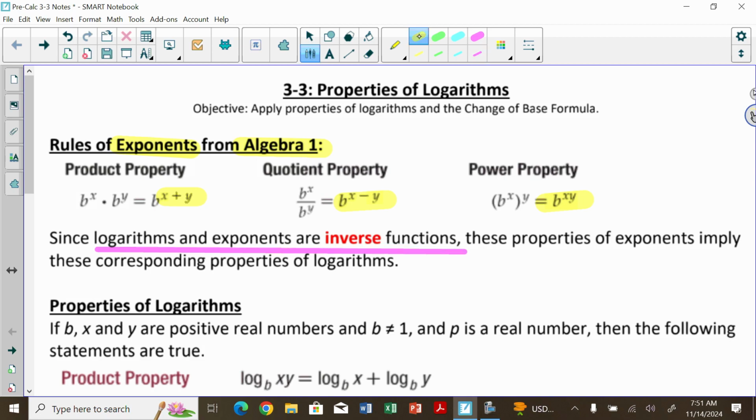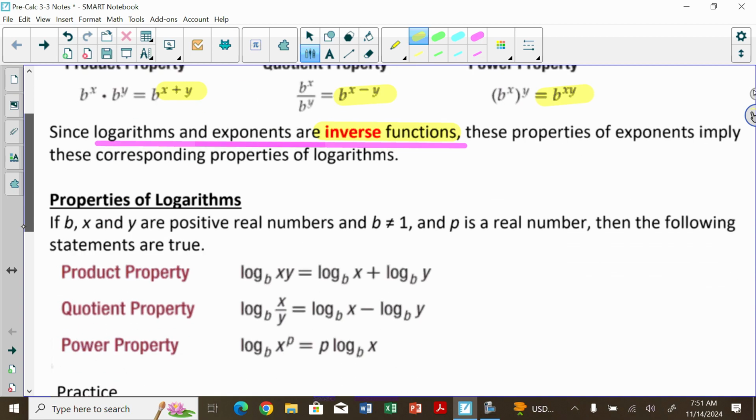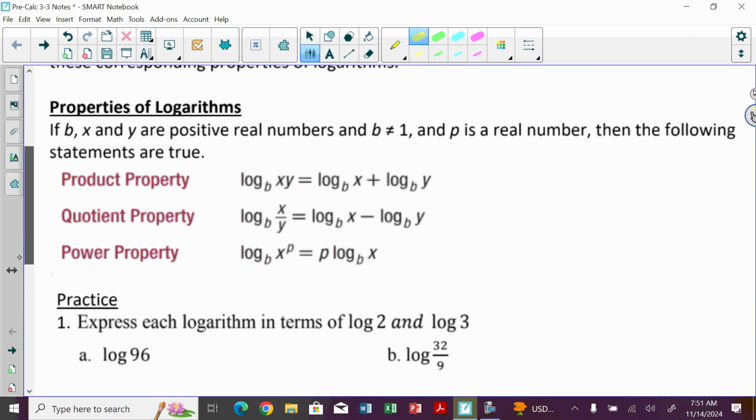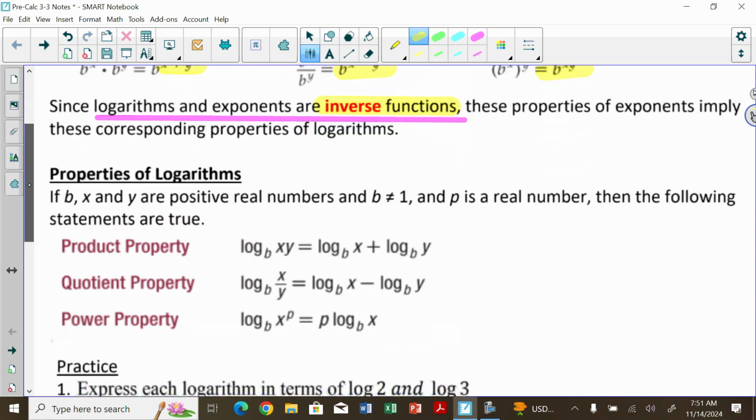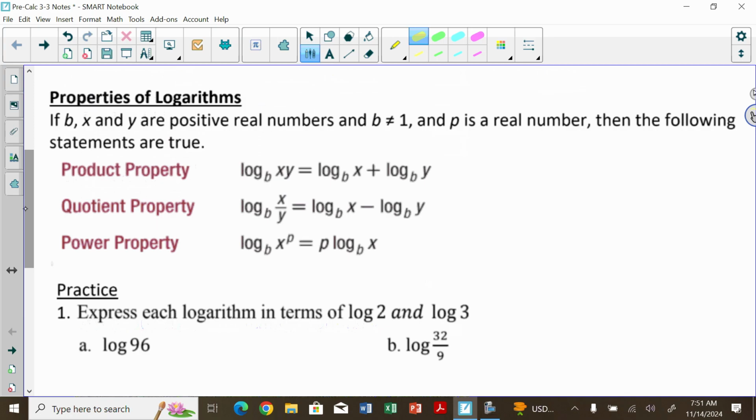So the big focus here is that because these are inverse functions, remember we talked about that before, these properties of exponents imply the corresponding properties of logarithms. So they're similar, they're not exactly the same, but they're similar. So here are some of those properties. You have the product, quotient, and power property, named the same, but a little bit different in how they work.